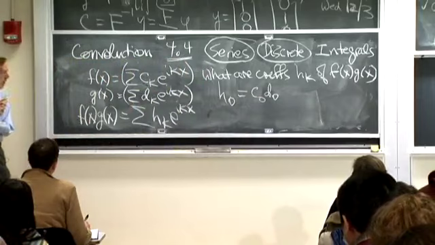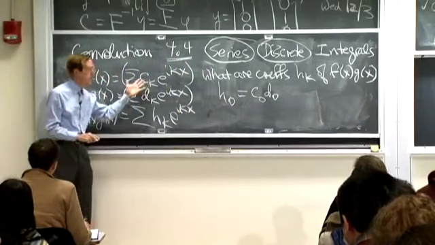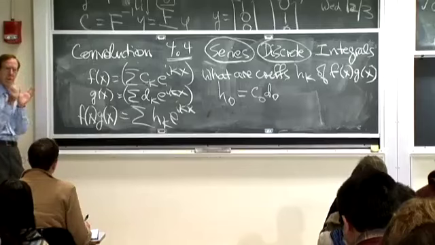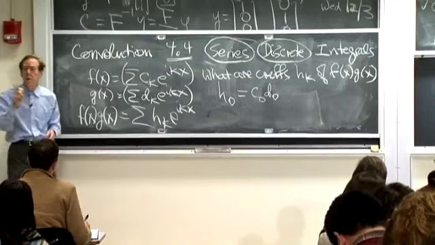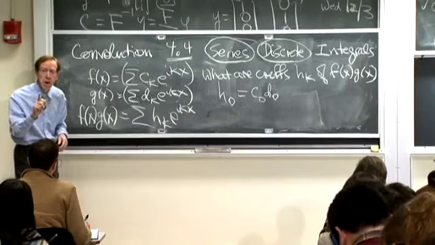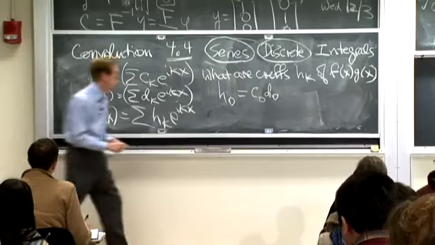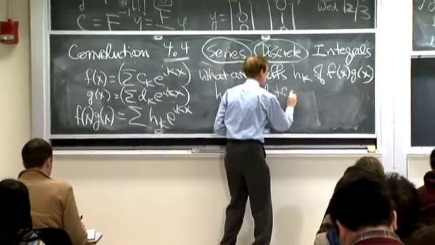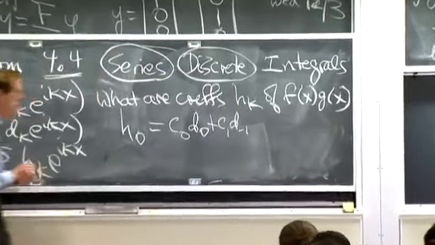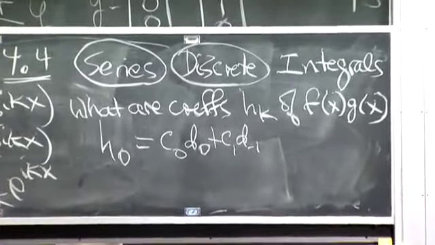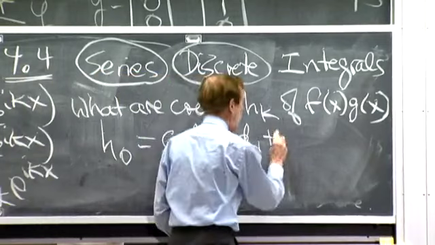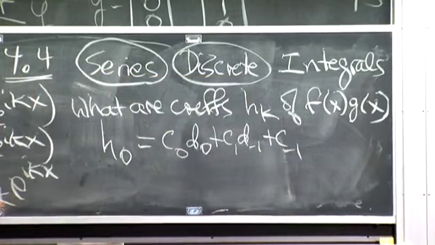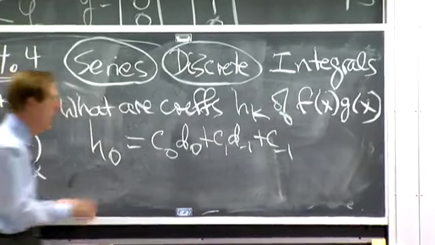There's more stuff. Where else do I get a constant out of this? Just look at it, do that multiplication, and ask yourself, where's the constant? Another one, you're going to say it, is C1 times D minus 1. Right. And tell me all of them now. C2 times D minus 2. And what about C minus 1? There's a C minus 1. It multiplies D1. And onwards.